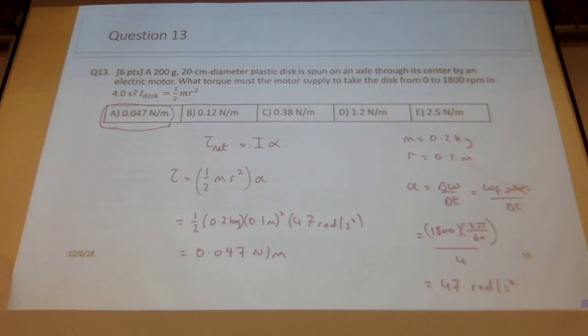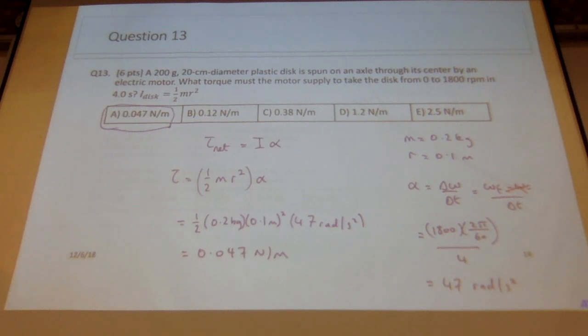Any questions? Alpha? So the question is, does alpha always have to be in rads per second squared? Yes, if you want to find torque in the correct units.